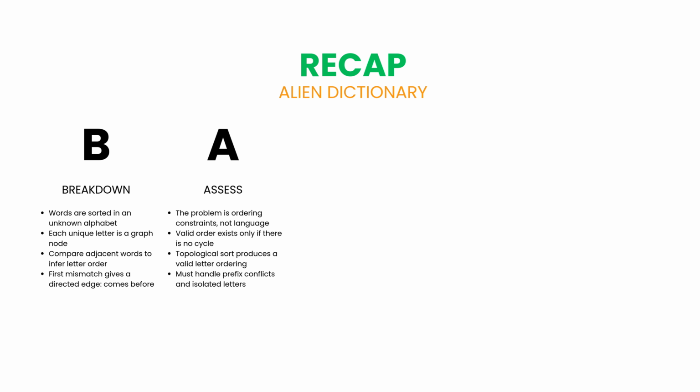The core idea is that this isn't really a language problem, it's an ordering constraints problem. A valid alphabet order only exists if those constraints don't create a cycle. That's why topological sort is the right tool. It builds a valid ordering when possible. We also have to watch for tricky cases like prefix conflicts and letters that appear but don't connect to anything. Those still need to be included.